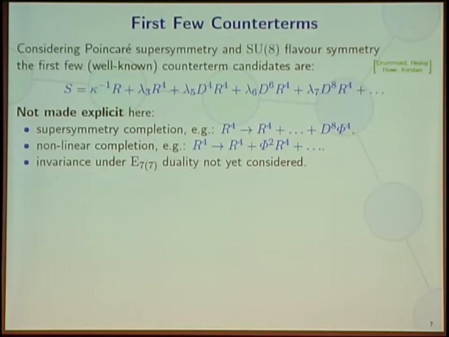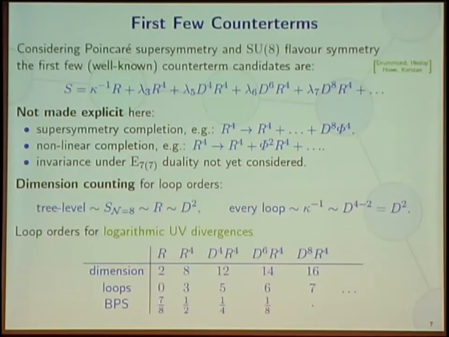Furthermore, this is a nonlinear theory, so these counterterms need to have some nonlinear corrections. For instance, R^4 will come along with a phi^2 R^4 and higher order corrections, but I won't write them down. And furthermore, this is just using Poincaré supersymmetry and SU8, and this doesn't consider E7 for the time being.